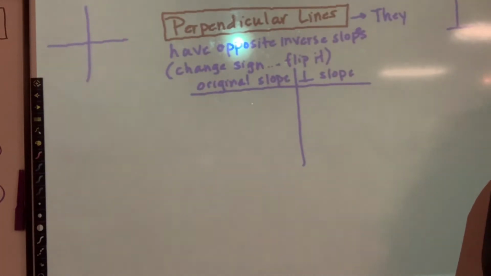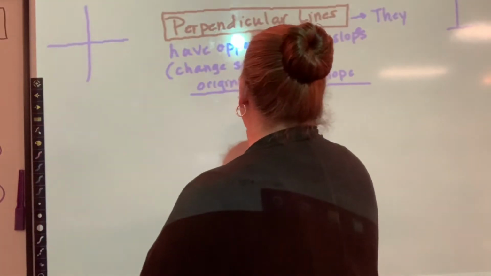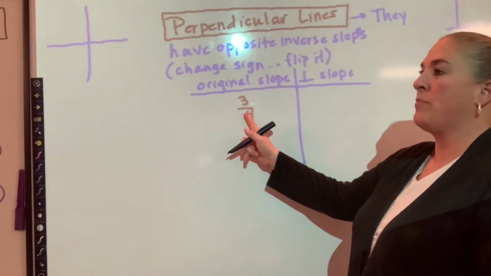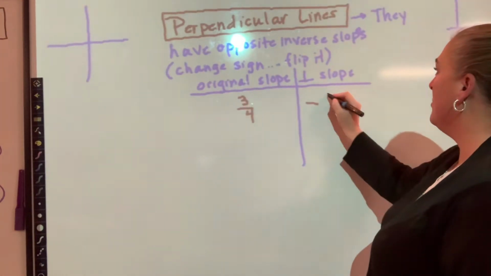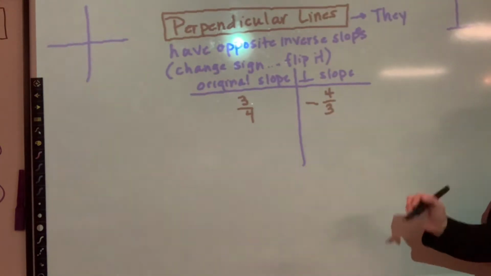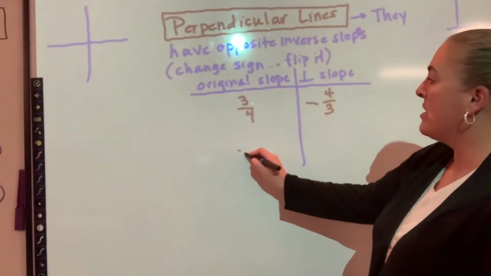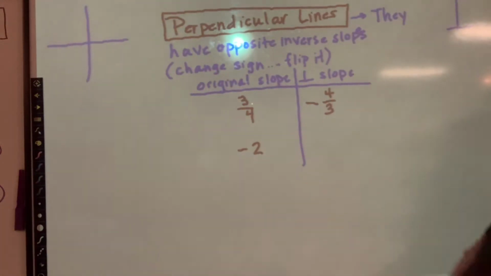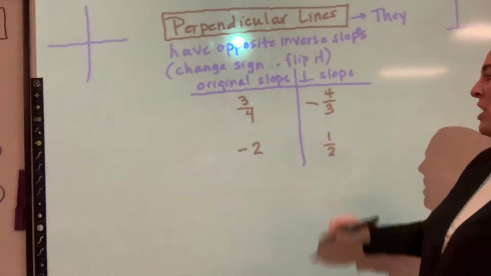So let's talk about an original slope. What if you had, let's say, 3/4 as your original slope? Okay, change the sign. Is this positive or negative? Positive, so it becomes negative. Now flip it. So we're changing the sign and we're flipping it. Here's where students get stuck. What if it's -2? Flip it. Positive 1/2. We changed the sign and flipped it.